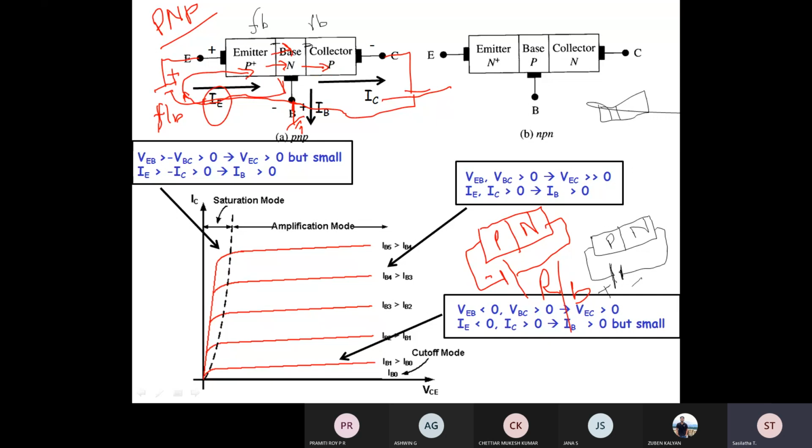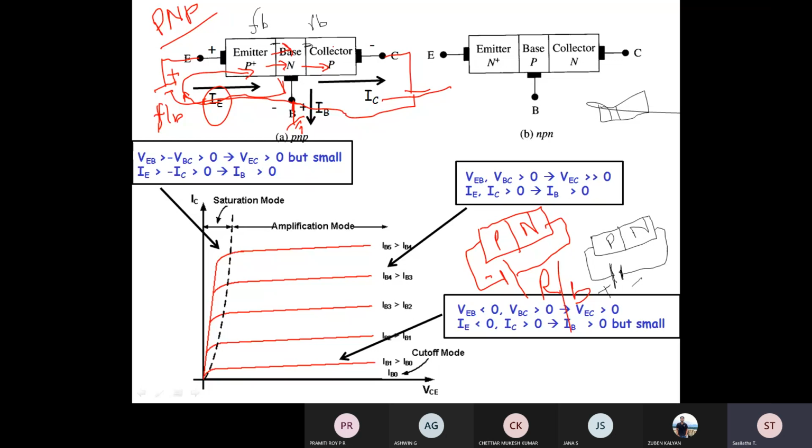First, let me clarify this one, the input side. Because of the forward bias, some current will be flowing through the emitter base junction. Understood? Able to follow me? Yes, ma'am. So this whole current, IE, is the emitter current, which is due to holes. So this current is called hole current or emitter current due to the application of forward bias. Now let us come to the output side.